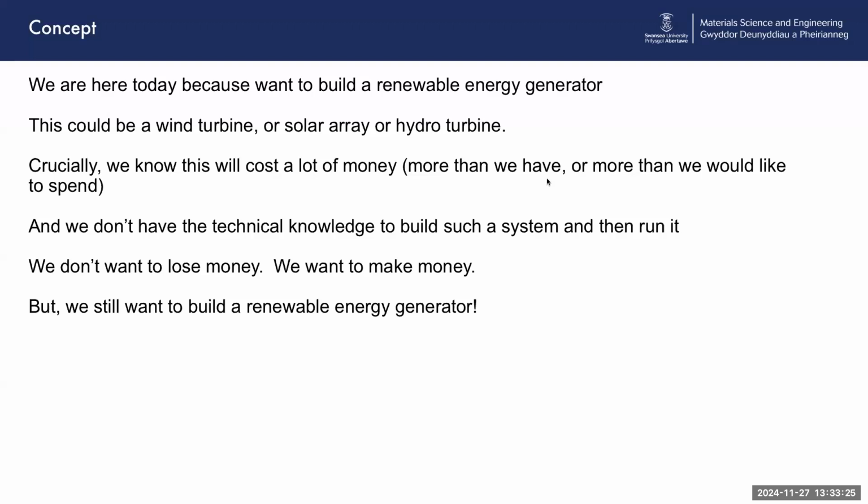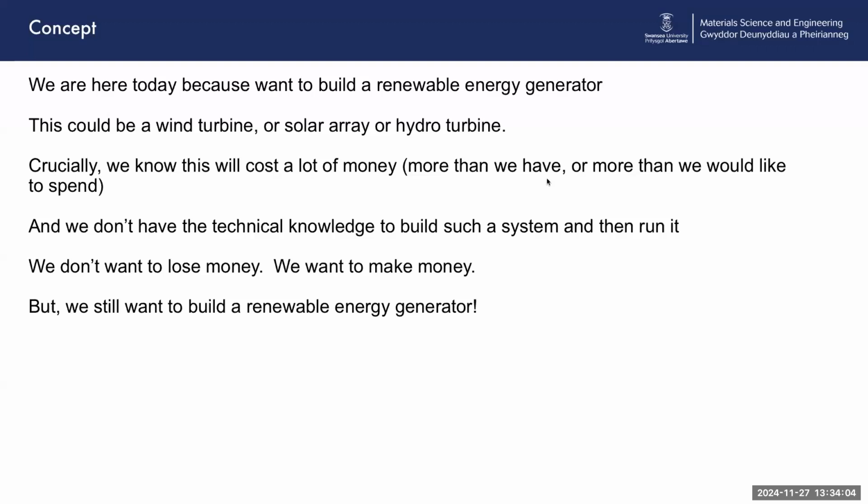Crucially, what do we know already? We know that these things cost money. Some of them cost a lot of money. So we know that we need a lot of money, and we also know that they probably cost more than what we have in the bank. We may have zero money in the bank. We may not have the technical knowledge to build these systems, and that's often the case. Not everyone's got the technical knowledge to build a renewable energy generator, but we can still do it, and I'll show you how. We certainly don't want to lose money on these projects; we definitely want to make money when we're building something like this.